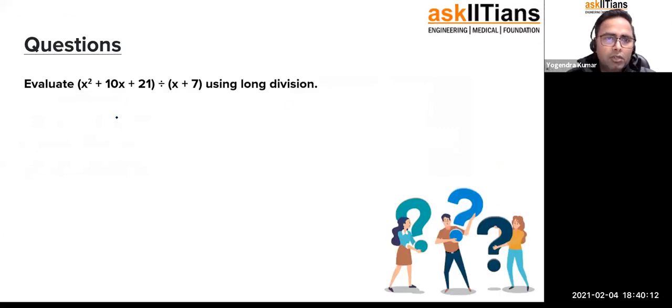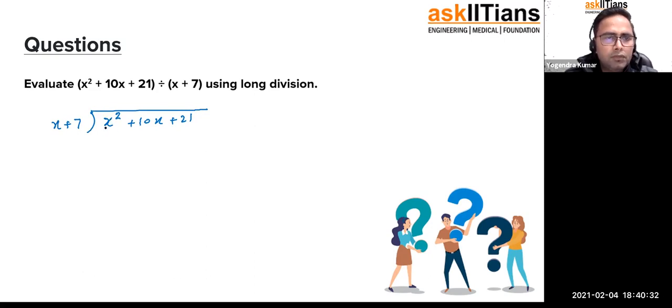So we need to do long division here. I showed it already, but let me repeat it to give you more understanding. We have also seen how we can avoid the long division by factor theorem and remainder theorem, right? So what we do here, we need to generate this.